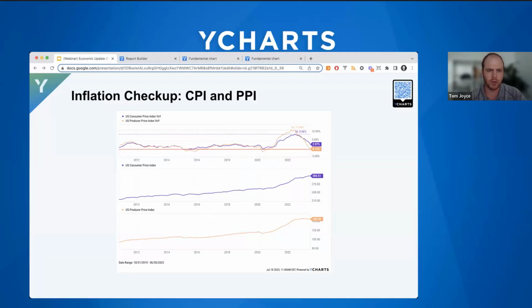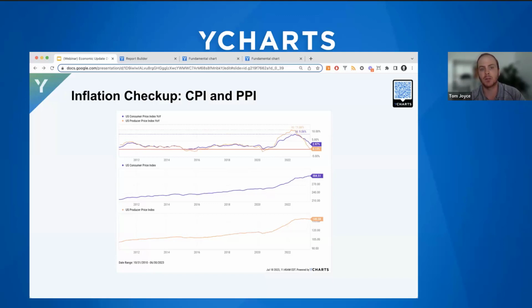Staying in line with current events, just a quick inflation checkup. We're seeing some positive signs here. As we can see, the CPI inflation rate has settled as of the end of June at 2.97%. So we're below 3% on a year-over-year basis for the first time since early 2021. So good things ahead, hopefully.